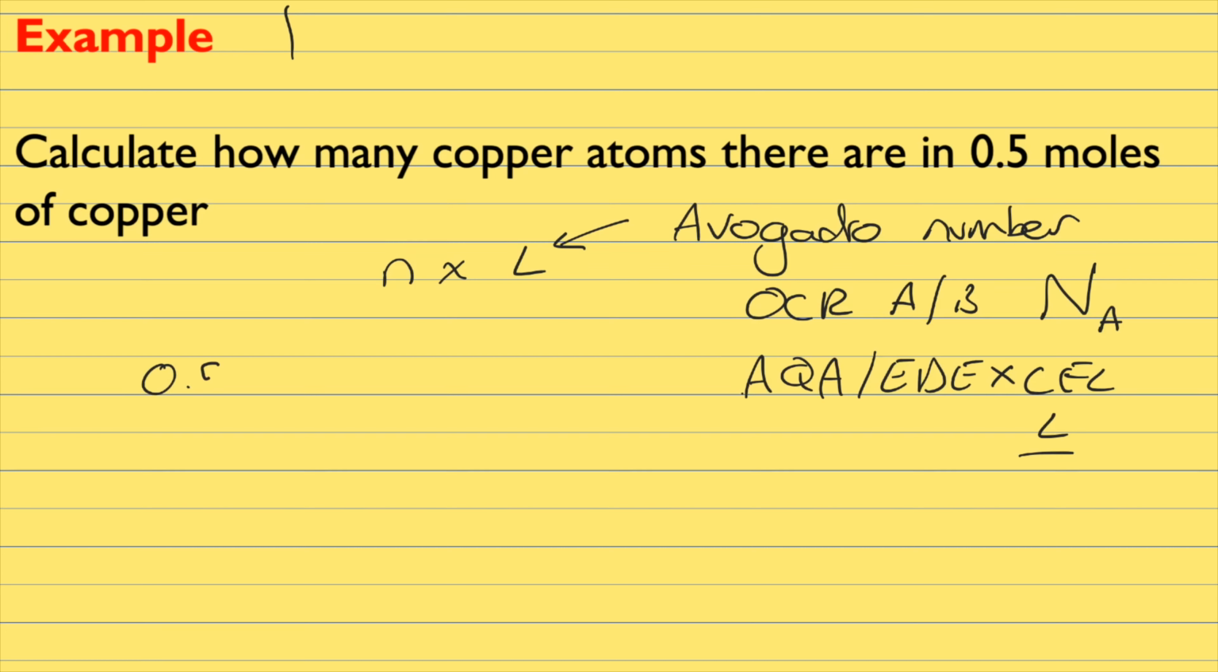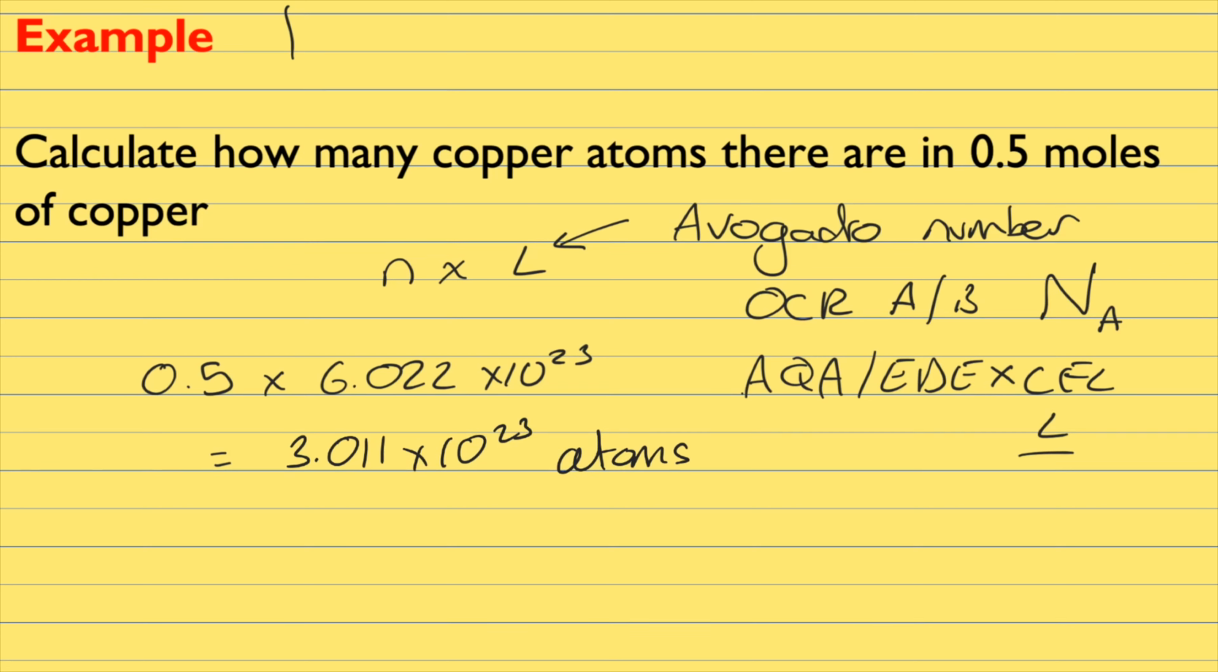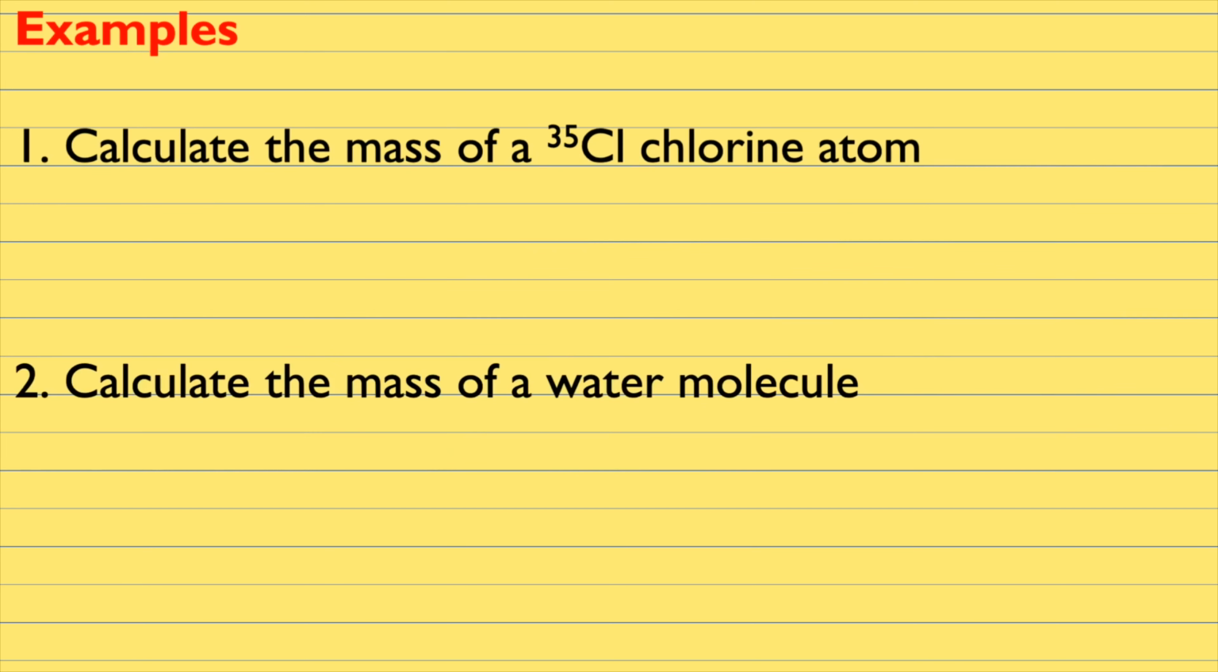So we do 0.5 times 6.022 times 10 to the 23, and that will give us 3.011 times 10 to the 23 atoms. So that's how many copper atoms there are in 0.5 moles of copper. We're going to look at 2 more examples. These both use the second equation, which is to calculate the mass of one particle, where we do the relative formula mass or the relative atomic mass divided by Avogadro's constant.